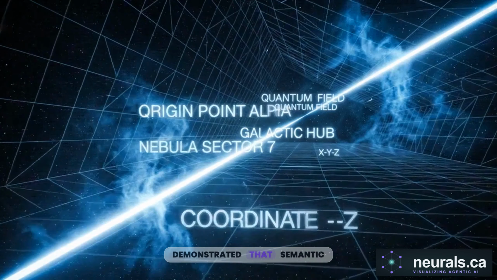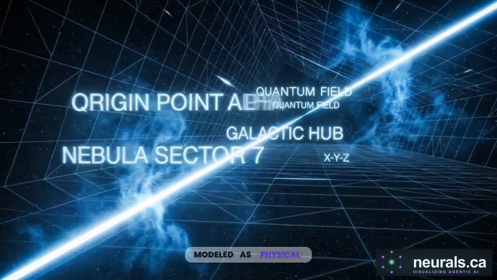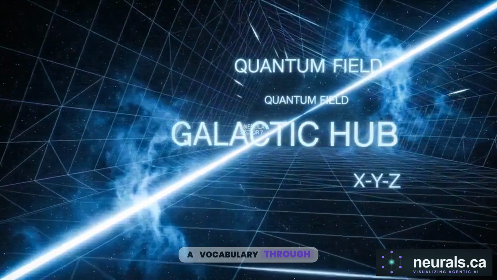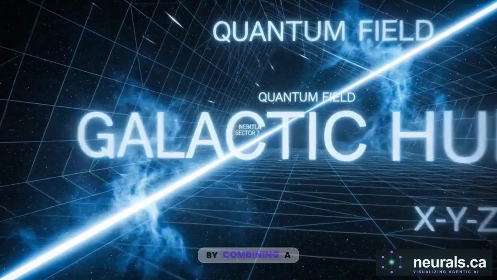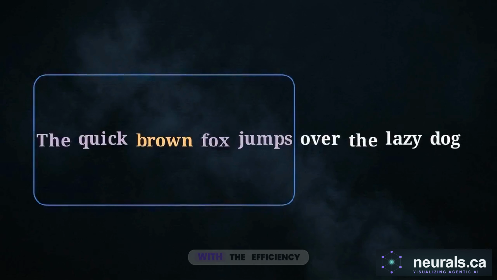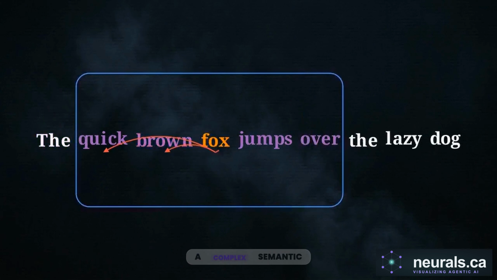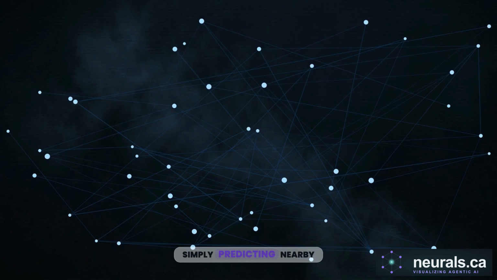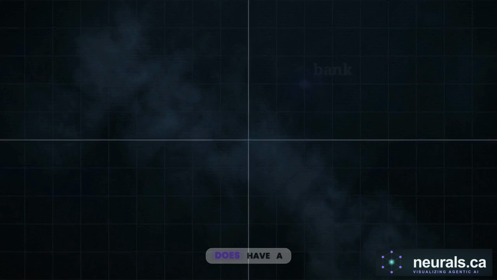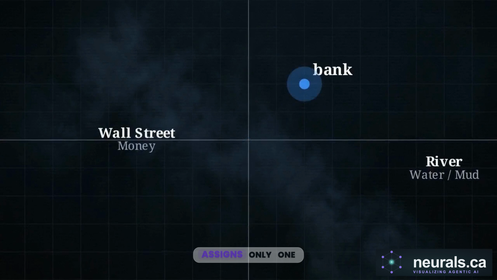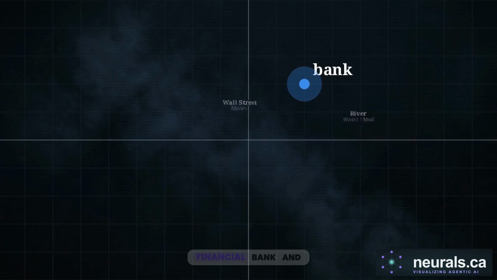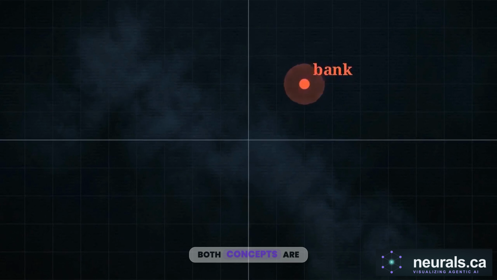Word2Vec demonstrated that semantic relations can be modeled as physical directions, allowing an algorithm to navigate a vocabulary through pure mathematical distance. By combining a straightforward sliding window with the efficiency of negative sampling, a complex semantic geometry emerges as a byproduct of simply predicting nearby words. The system does have a hard limitation. It assigns only one static vector per word. It cannot distinguish between a financial bank and a riverbank.